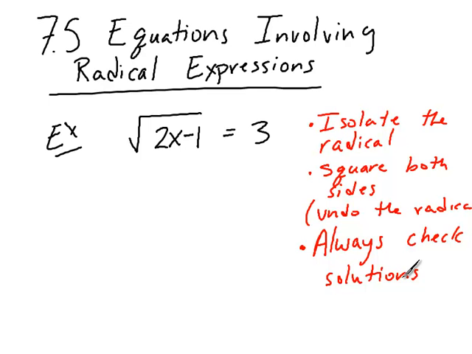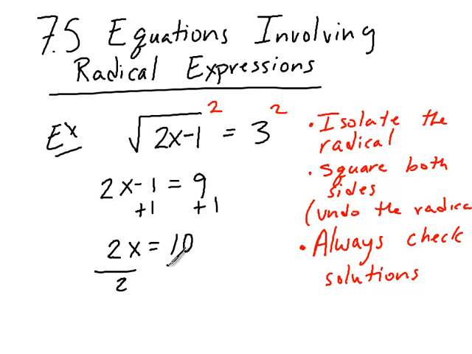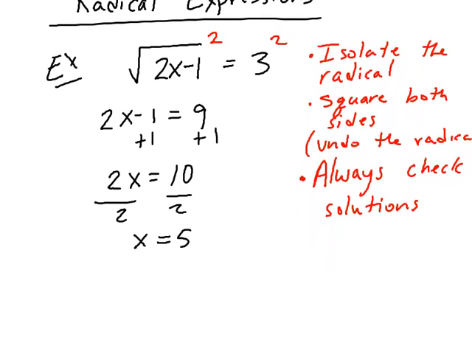Okay, so first step here: is the radical already isolated? Yes. So then we're going to get rid of this radical. We're just going to square both sides. When you square a square root, you just get the radicand, or what's underneath. And then you just solve like normal from here. So add 1 to each side. 2x is 10. Divide by 2. x equals 5.